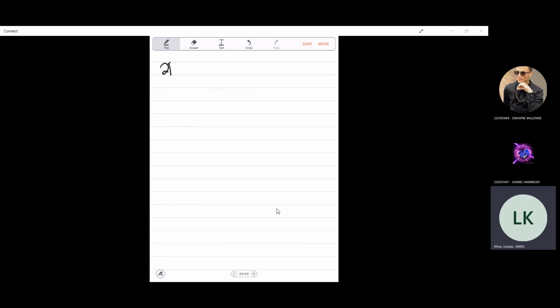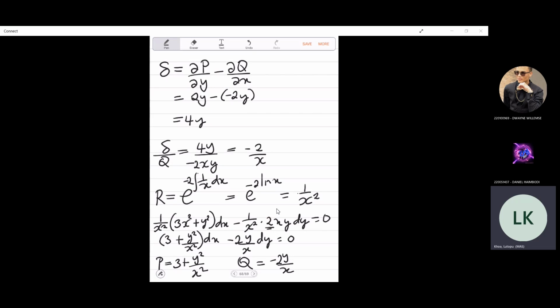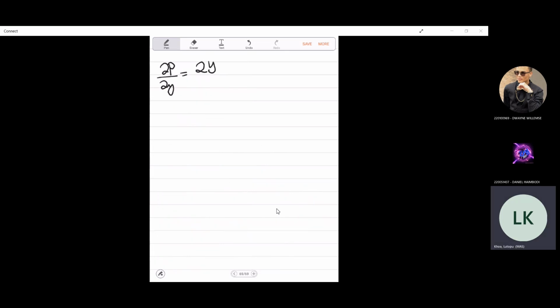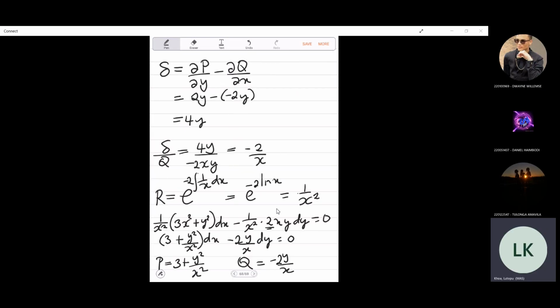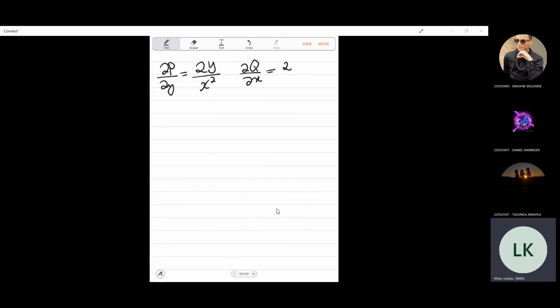So we find dp dy. Differentiating this with respect to y, we just get 2y over x squared, and then dq dx, and this is 2y divided by x squared, and then this negative will multiply by the negative 1, which is the exponent of x right now, and that will make it positive. So this is 2y over x squared. So the two derivatives are equal, so our differential equation is now exact.